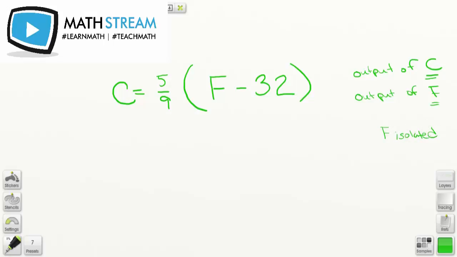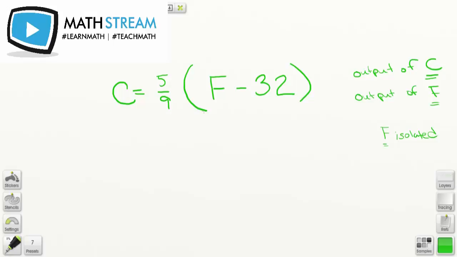We said before that when we want to solve an equation, we want to isolate the x or isolate the variable, meaning get it by itself. Right now, that's what we want to do. We want to figure out how to get the F isolated, or the F by itself. So let's see how we can use our rules from equation solving to achieve this end.